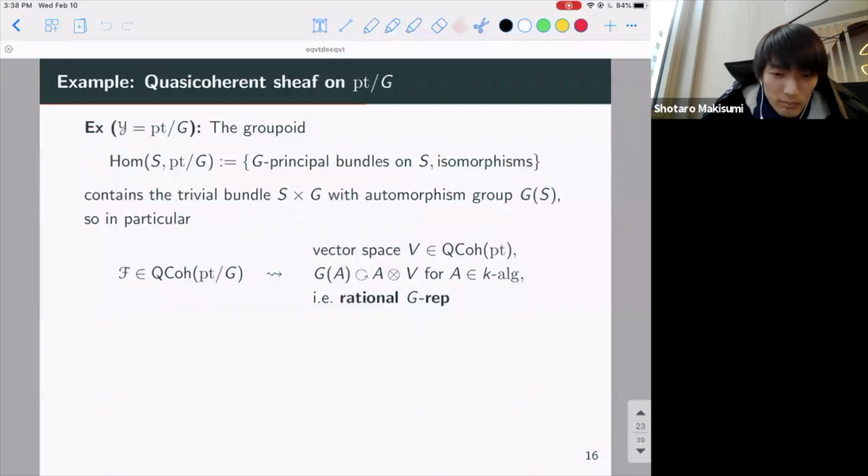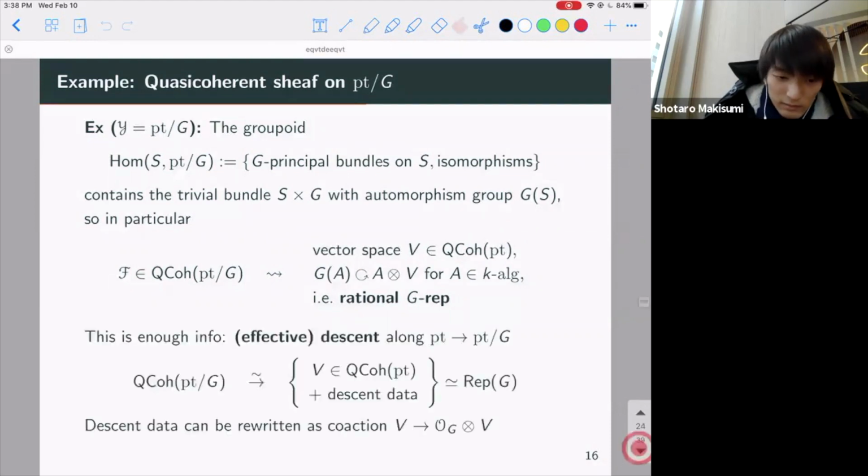So of course, there's a priori more data in a quasi-coherent sheaf over point mod G. But in fact, this is enough info. Essentially, this is some sort of descent statement along the map from point to point mod G. So a quasi-coherent sheaf on point mod G is the same as, after you pull back to a point already, just a vector space together with some descent data, and this is an equivalence. And you can actually rewrite this descent data in terms of this familiar coaction. So you get the other definition of a rational G representation.